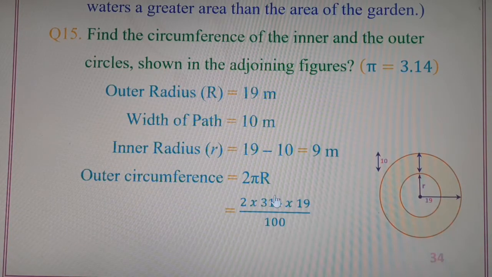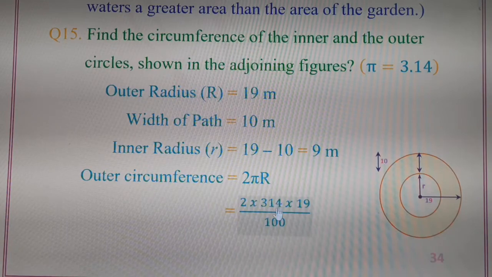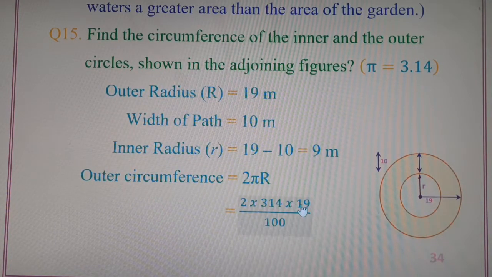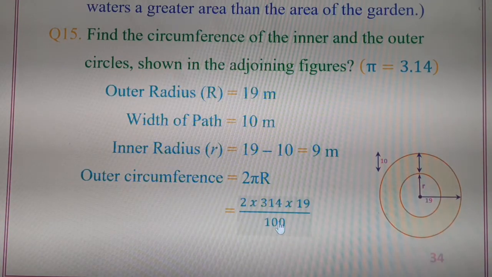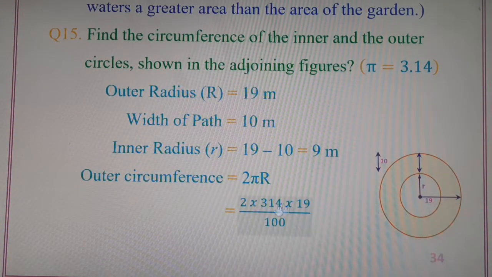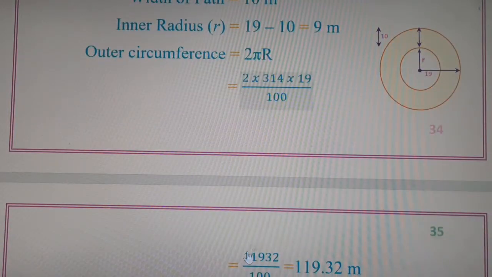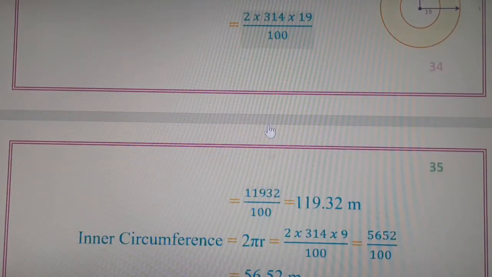Now let us calculate the outer circumference. 2 pi R, that is 2 into pi into R. So 2 multiplied by 314 upon 100. The value of pi is 3.14, so instead of writing 3.14, we'll write 314 upon 100. And capital R or outer radius, that is 19, we'll multiply and solve. So 19 twos are 38, and 38 into 314 we have to multiply and then divide by 100. So our answer will be 11932 upon 100.